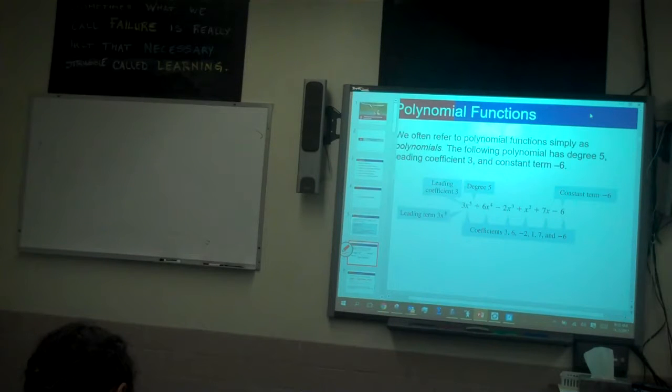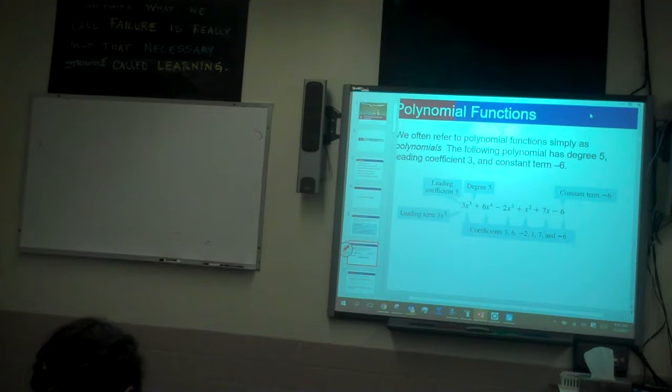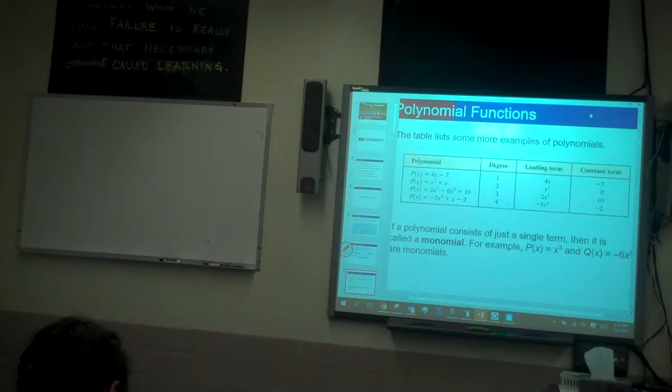It's degree 5. Sometimes, the further you get into a math textbook or math courses, authors get a little more fancy with their terminology, and they might call that a quintic polynomial, but most of the time we're going to call it a 5th degree. It's just a little bit easier. So do we have questions with that? Is that pretty straightforward? Alright.